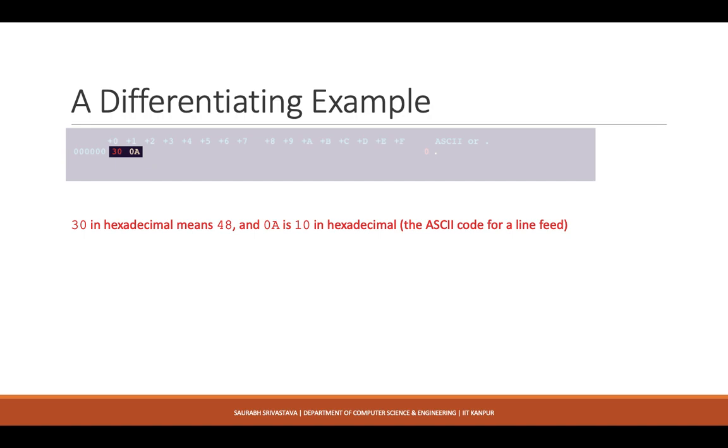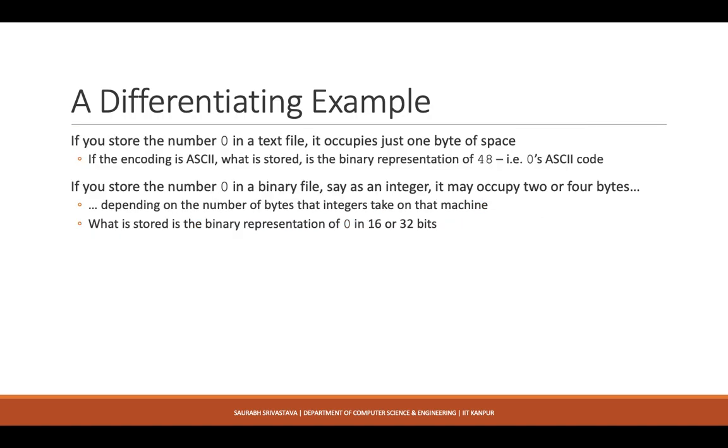So there are just 2 bytes in this text file. But if you actually store 0 in a binary file, so you basically store it as an integer. Now, integers usually occupy 2 or 4 bytes. In modern-day systems, they usually occupy 4 bytes. So what is actually stored in that particular file are 16 or 32 bits, and they essentially constitute the binary representation of 0.